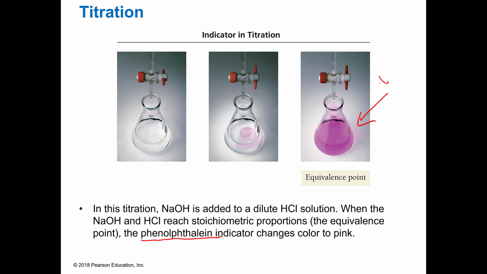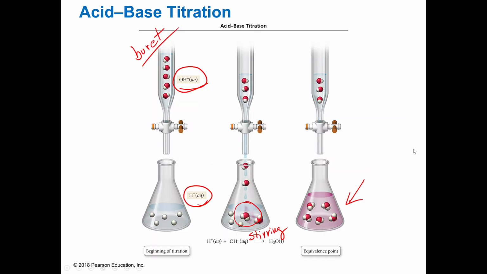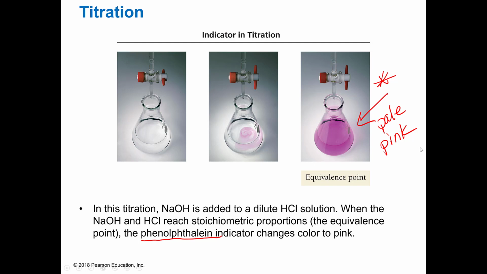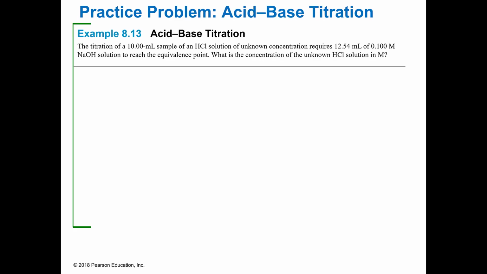So it's very important that we get this as pale pink as we can, because once it turns pink, it's going to just get pinker and pinker as you get more and more base in there. That's why you want it to look more like that color pink than that color pink. And that allows us to estimate the equivalence point.